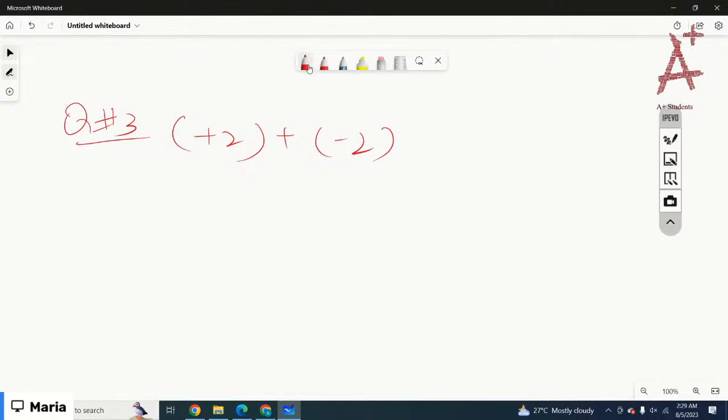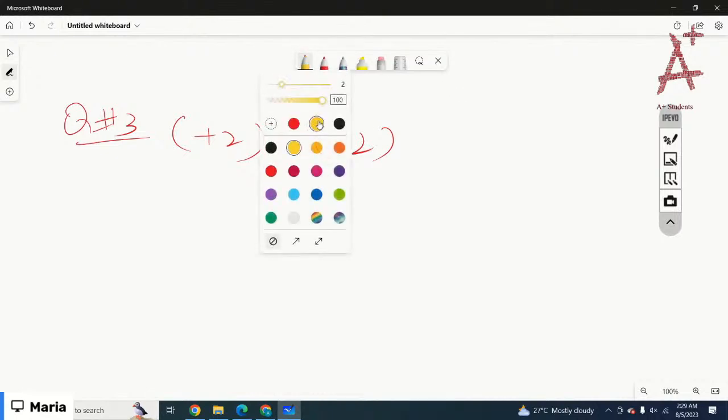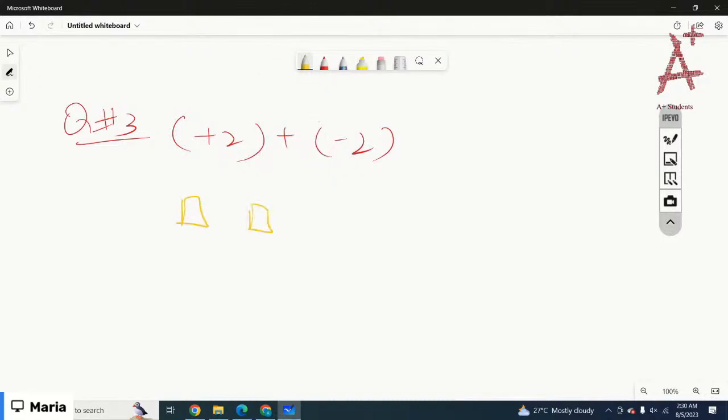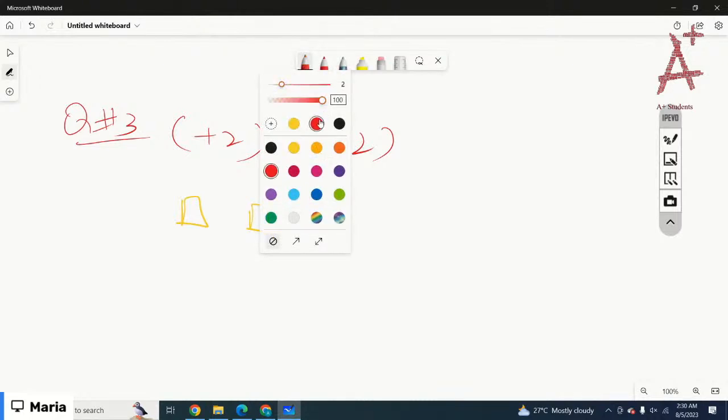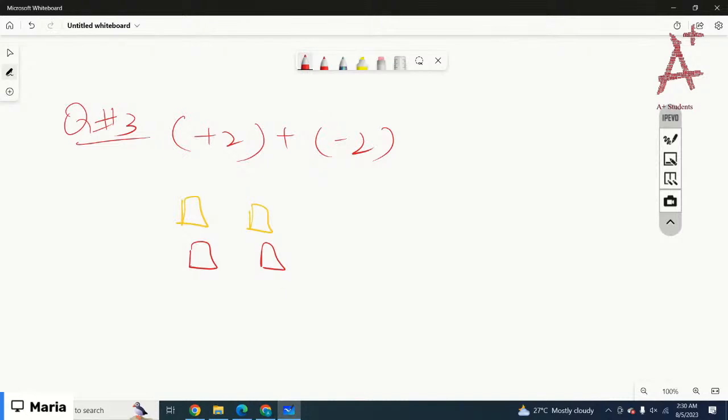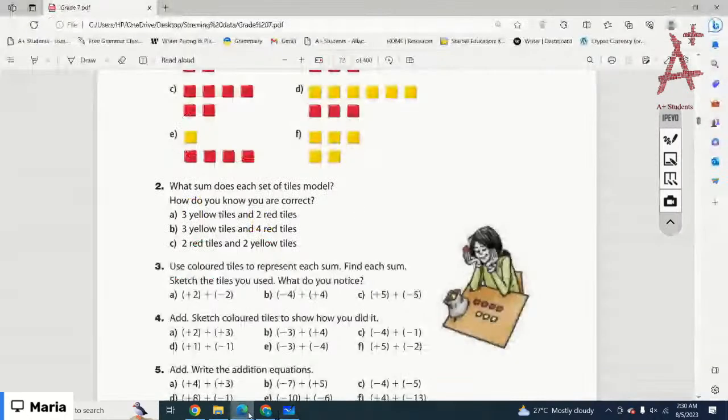Positive tiles are represented by the yellow color. 1, 2, right? Then you have -2. So basically these are the two pairs of zero tiles, right? So the answer is 0. The next one, they all make 0. +4, -4, +5, -5, they make 0.